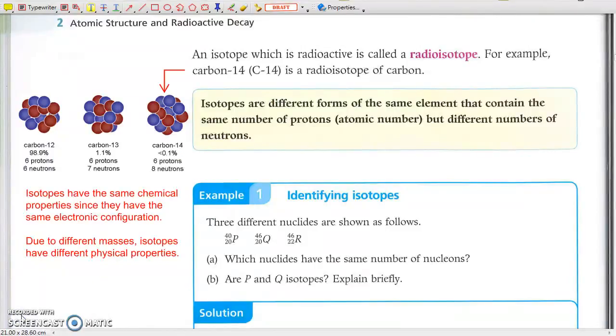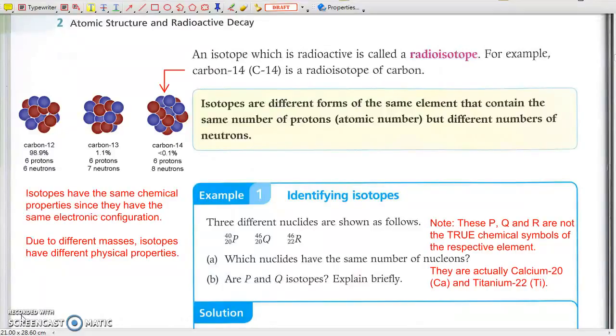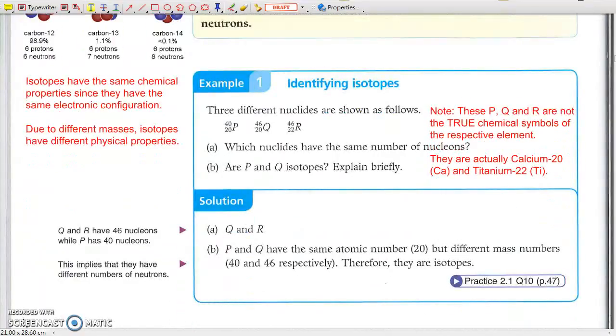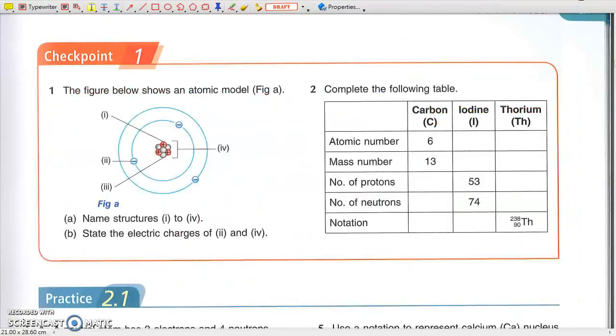Example 1. Identifying isotopes. There are different nuclides. You may check their nucleon numbers and proton numbers easily from their symbols. Do Checkpoint 1 on the next page.